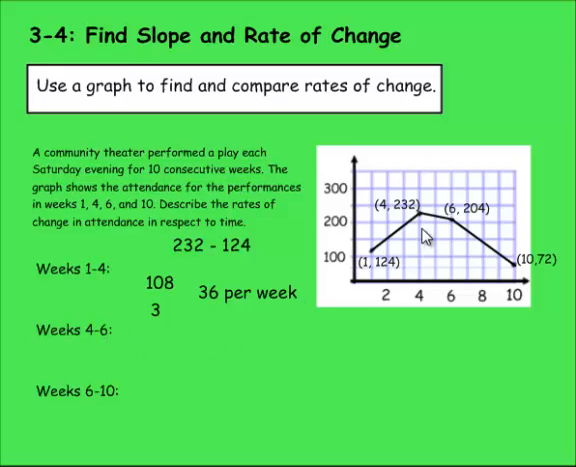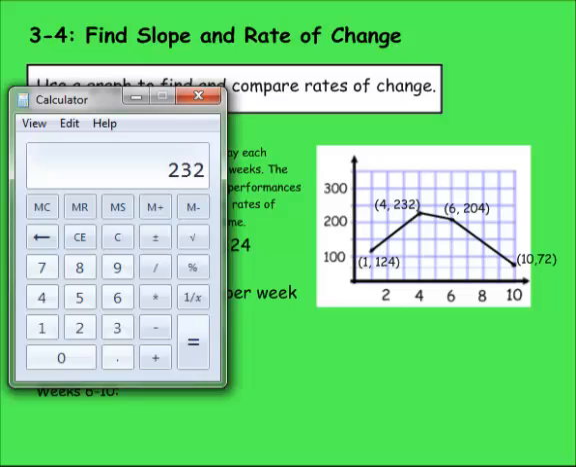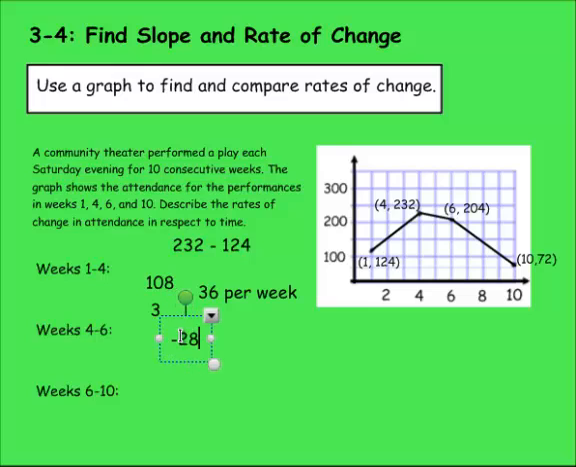Now we have weeks 4 to 6. So we have a downward slope now. This will be a negative slope. You see it's going down as x increases. So we go from 232 down to 204. So the rise would actually be negative 28. And then the run, we went from 4 to 6, which is just a change of 2. Negative 28 divided by 2 would be negative 14 per week. So during these weeks, it went down at that rate.